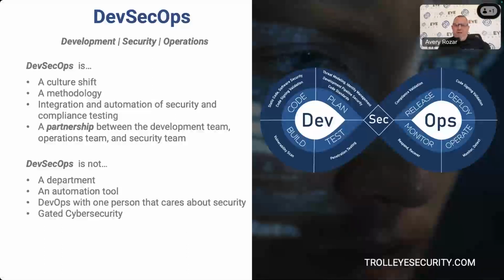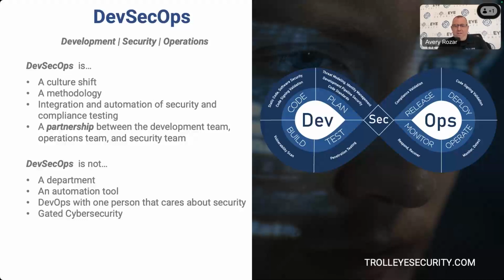So what is DevSecOps? Well, DevSecOps is basically a culture shift. It's a methodology. It's integration and automation throughout the whole life cycle of the application. And most importantly, it's a partnership between the development team, the operations team, and the cybersecurity team. When you have gated cybersecurity, it really hinders the agility, and it's incompatible with traditional DevOps workflows.